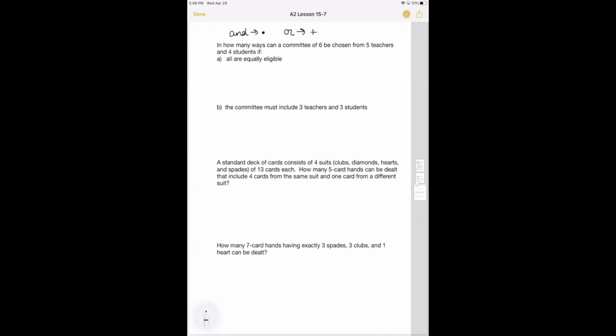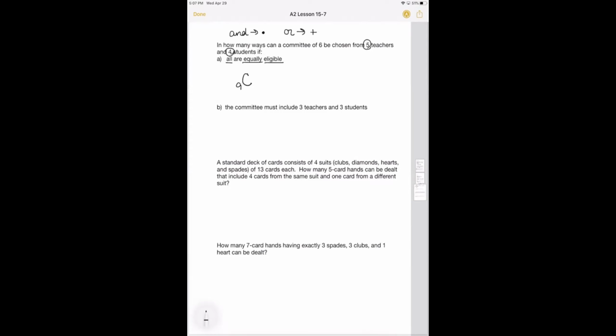Now, in how many ways can a committee of 6 be chosen from 5 teachers and 4 students if all are equally eligible? What that means is I'm not going to worry about whether they're teachers or students. I'm going to make a committee from a general group, where 6 are going to be chosen from a total of how many people? 9 people to choose from. That's 5 plus 4.